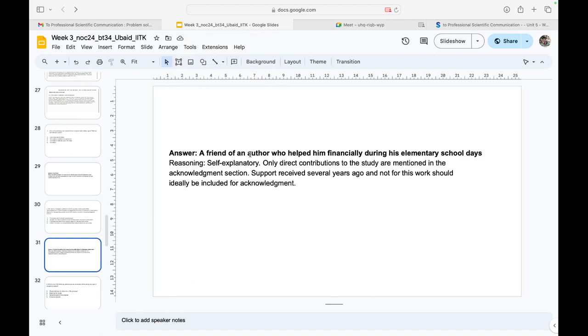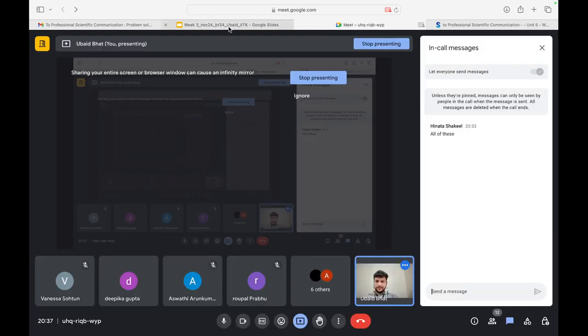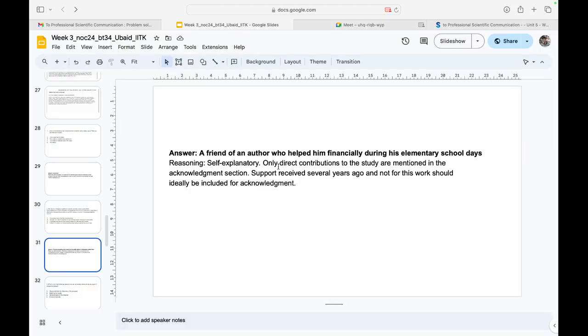So the answer is correct, the A part. What was the D part? And the explanation is that only direct contributions to the study are mentioned in the acknowledgement section. Support received several years ago, and not for this work, should not be included in the acknowledgement.